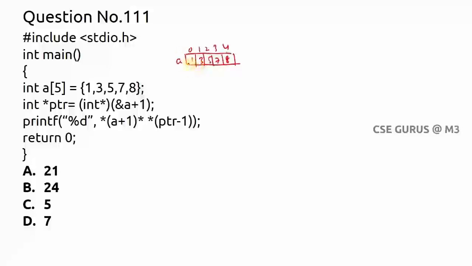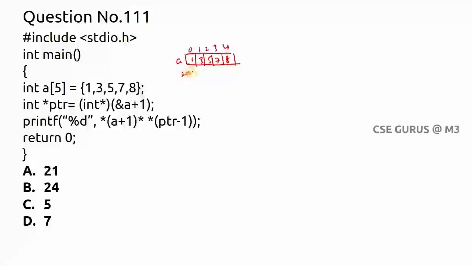So the elements are stored like this in an array. Now in the pointer, int *ptr = (int *)(&a + 1). So what is the value of &a + 1? When I write &a then +1, the meaning from the compiler is the address of the array will be taken, which is the next address after the completion of this array. I'll explain that with this example.